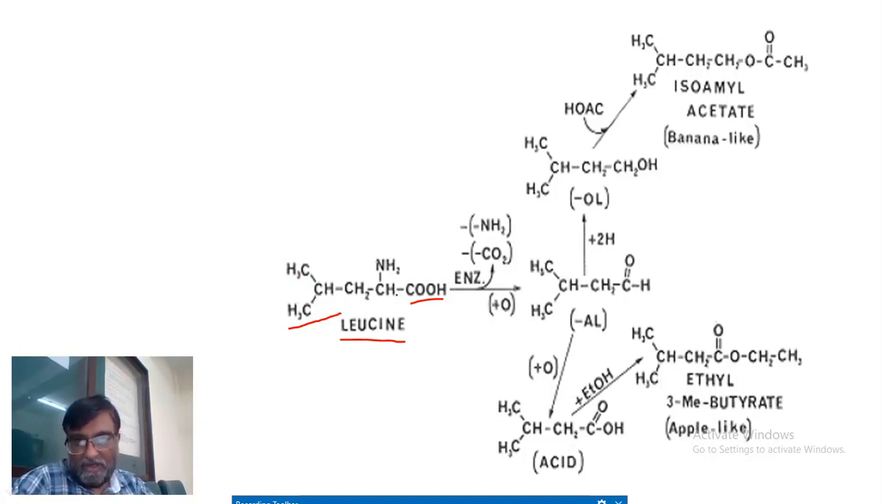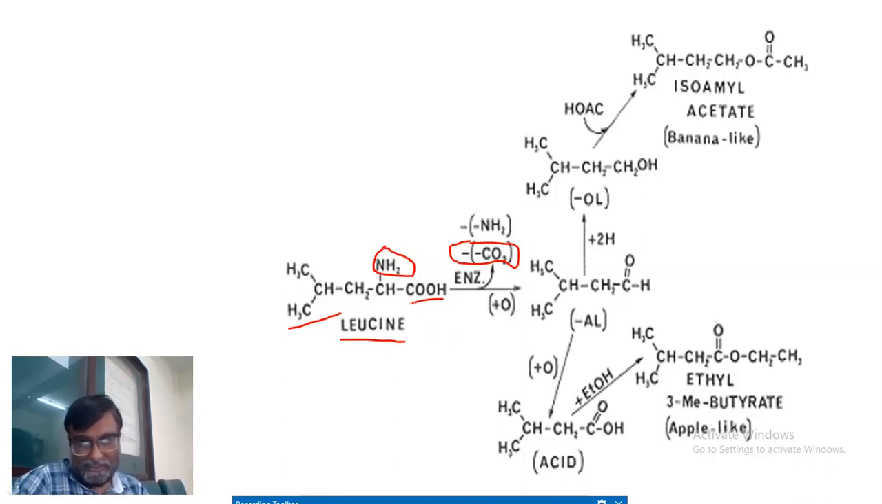So there are two fates. First of all, we will be looking at the apple-like flavor. So leucine undergoes an enzymatic action, the decarboxylation reaction. So a decarboxylase enzyme should be there, and this nitrogenous substance, which has a very bad smell, should be removed, right?